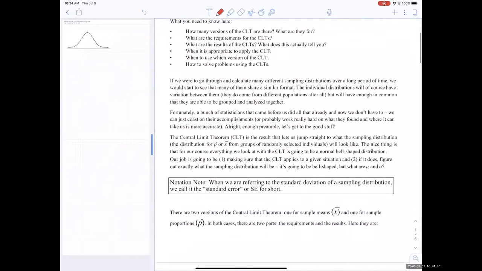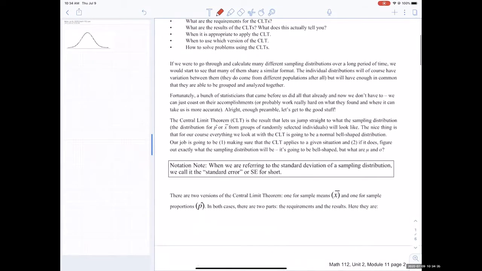Okay, central limit theorem. Have all of you read this through? It says if we were to go through and calculate many different sampling distributions over a long period of time, we will start to see that many of them share a similar format. Individual distributions will, of course, have variation between them, but will have enough in common that they are able to group and analyze together.